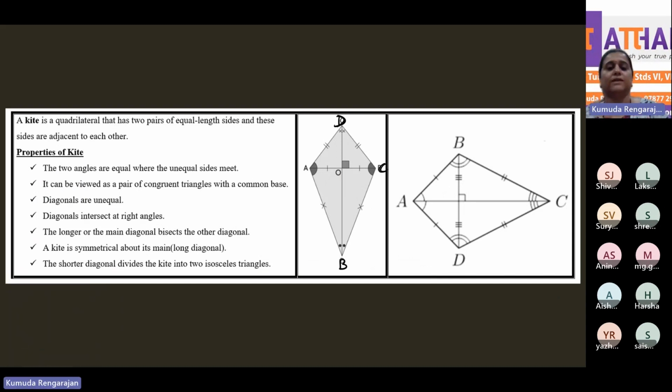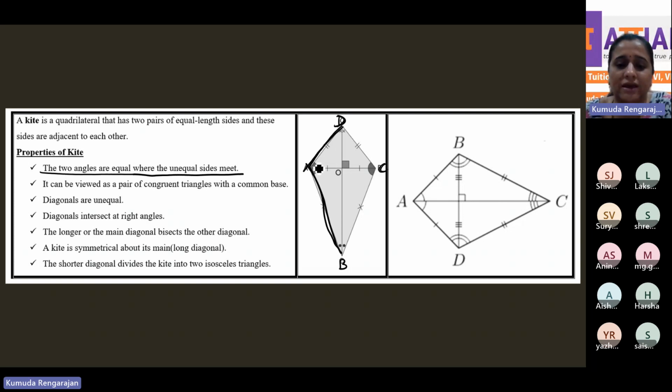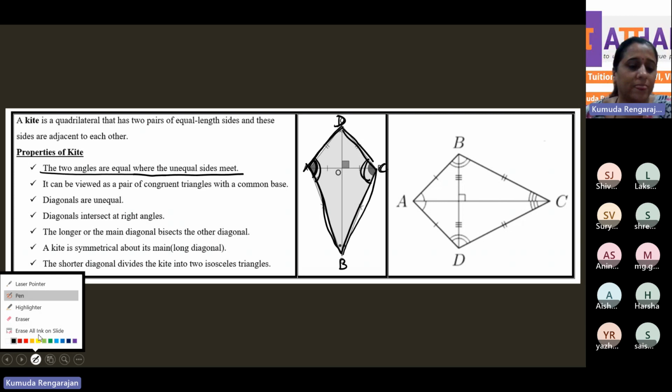Yeah, so I hope we understood. Let's do it again. The two angles are equal where the unequal sides meet. These two adjacent sides are unequal, and these two adjacent sides are unequal. Where they meet here at A, this angle is equal to the angle at C, where again two adjacent unequal sides meet. These two angles are equal.